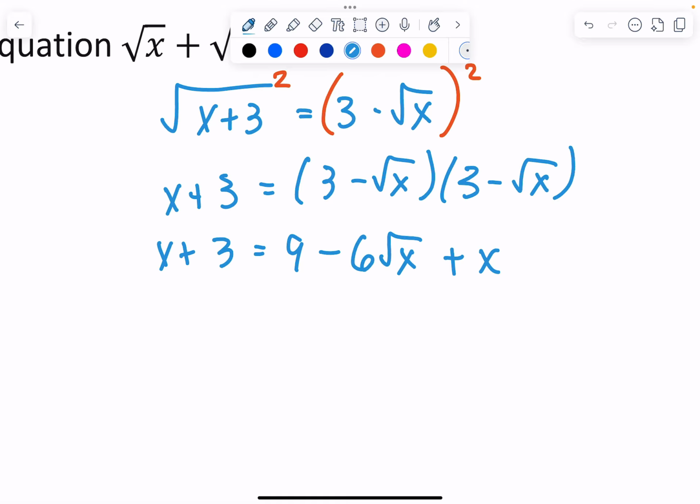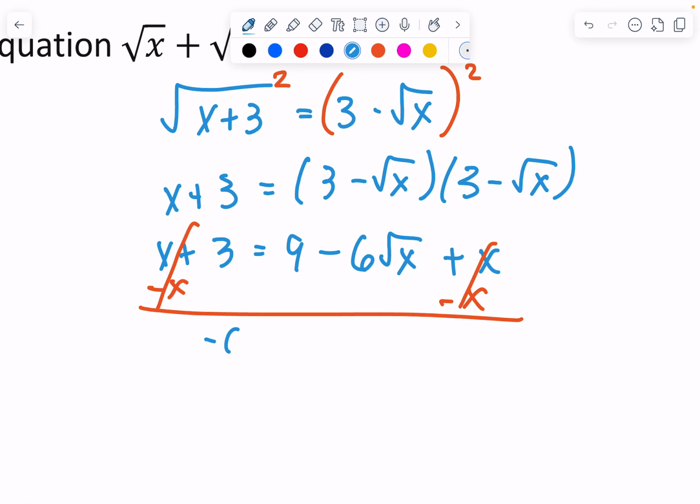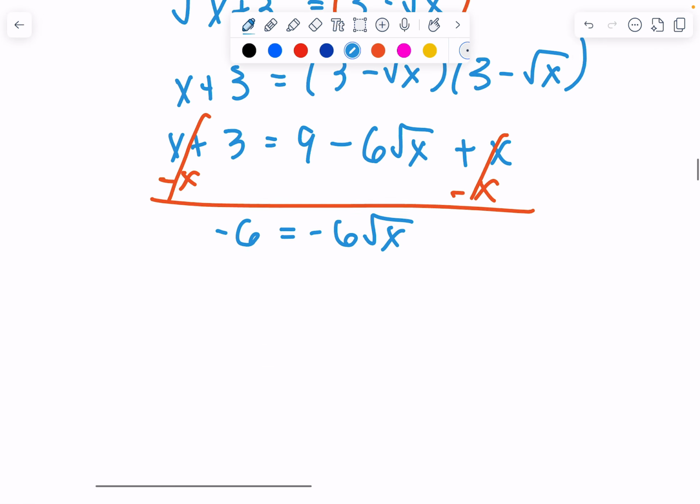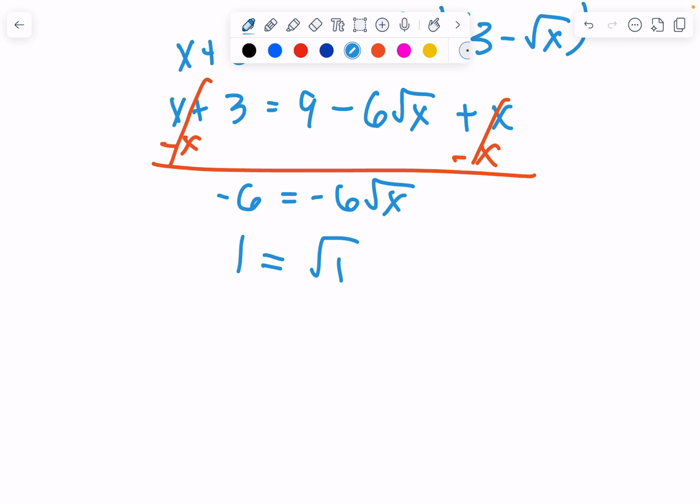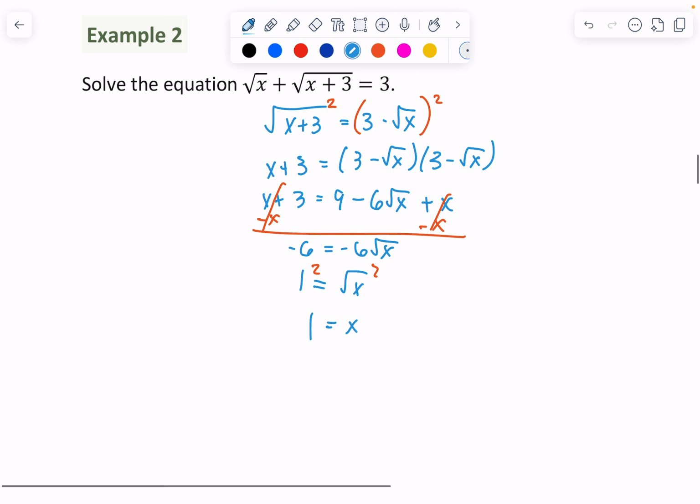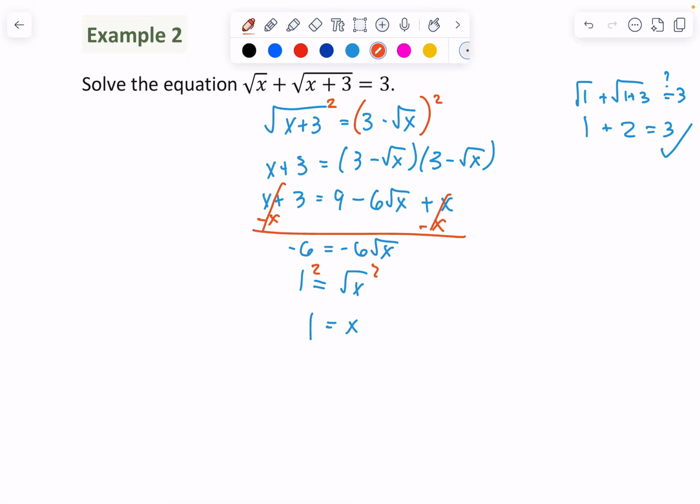Then I need to combine what I can combine and isolate this radical. So if you subtract by x on both sides, those are gone. If I subtract by 9 on both sides, you get negative 6 equals negative 6 root x. Divide by negative 6 on both sides and you get 1. Square both sides and you get 1. And when you plug 1 in, do you get 3? 1 plus 3, 4, 2. So it checks out. So 1 is the solution.